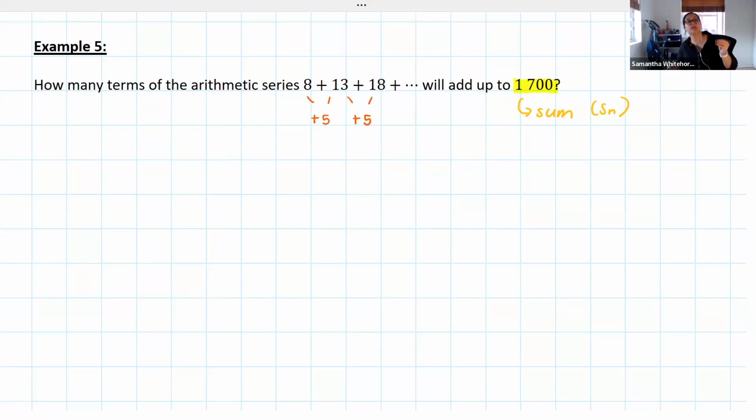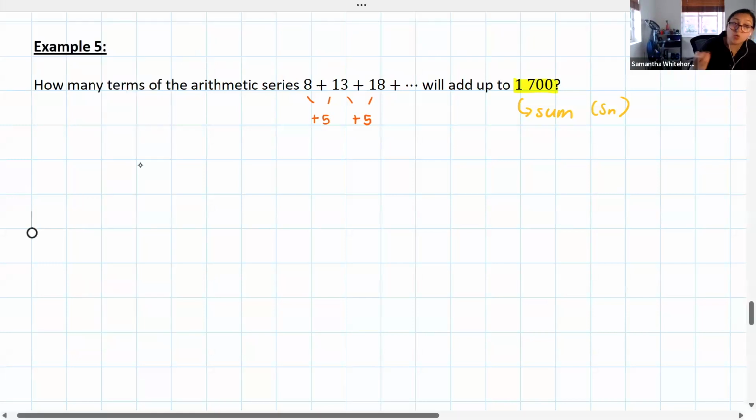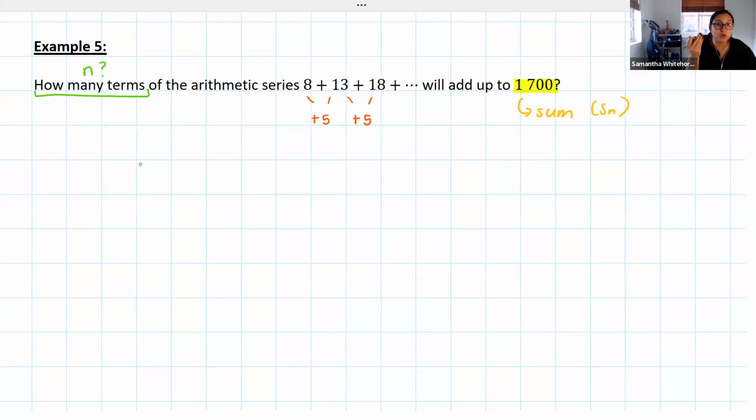Okay, so let's think about the information we have. We know what A is, we know what D is, we've just worked it out, and we know what the sum is. We have been asked for how many terms. So in the context of our variables, how many terms we are being asked for is n. Now, because we've been given the sum, we're going to use our sum formula. T of n here, unfortunately, is no use to us. We haven't been given a term value. We have just been told what the sum is. So we have to use our sum formula.